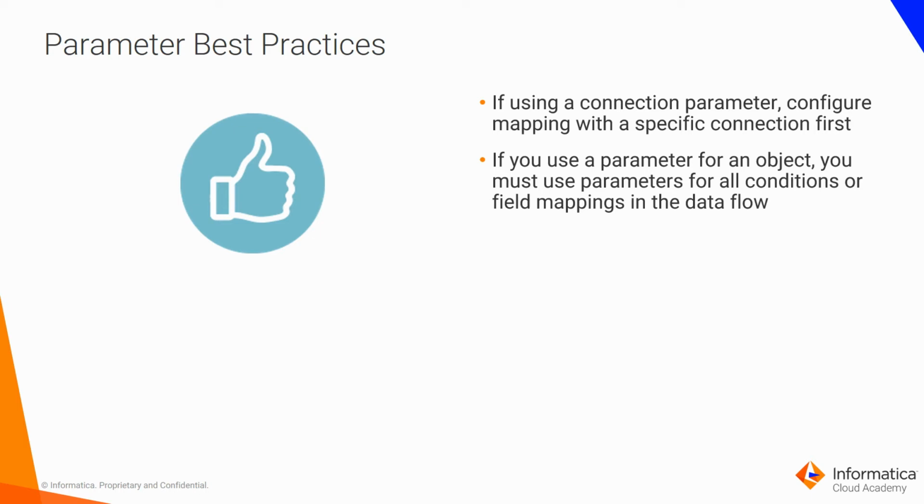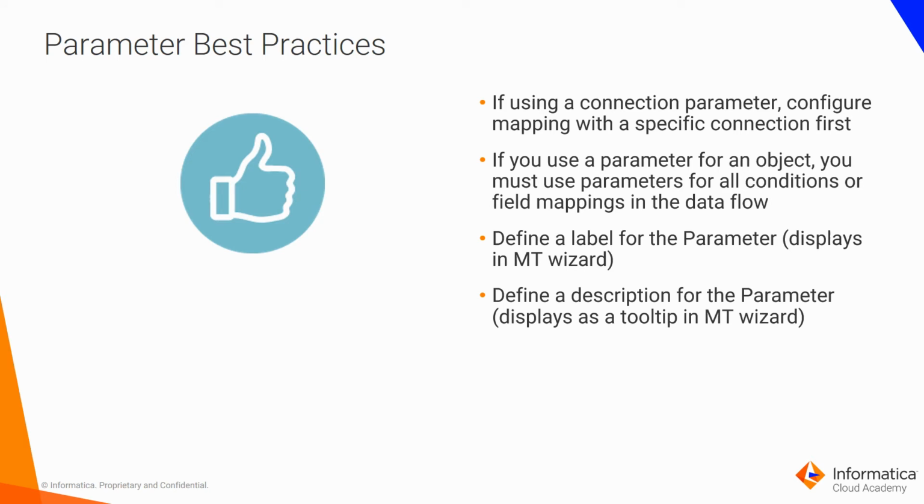When you create a parameter, be sure to enter a clear and concise label. Remember that the label displays in the mapping task and can assist users in entering the right data. You should also consider entering a description for the parameter. The value entered in the description field will display as a tooltip when the user places the mouse over the Help icon.